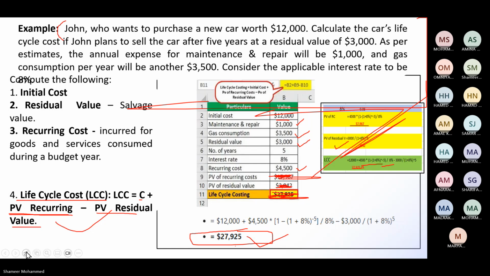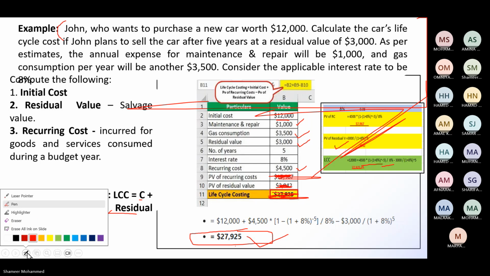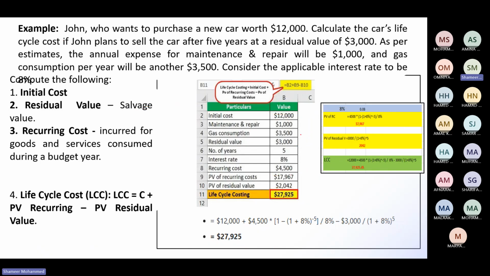Such type of formulas you should remember, students, from this lecture. This is also a very important topic. Cost management. You may get the question from this one.